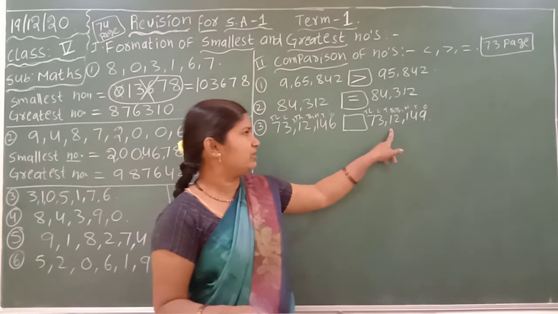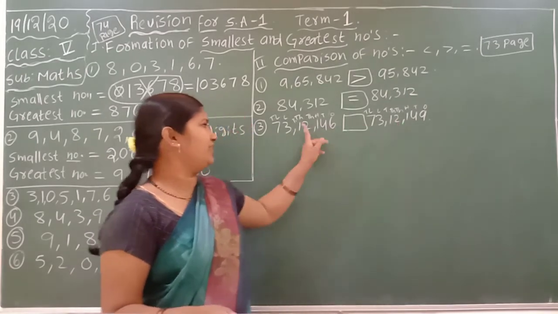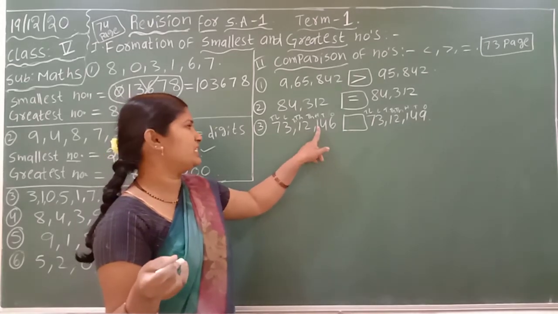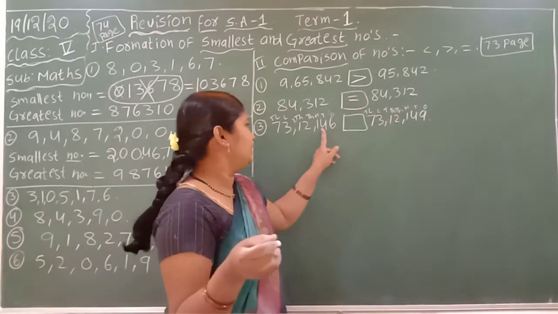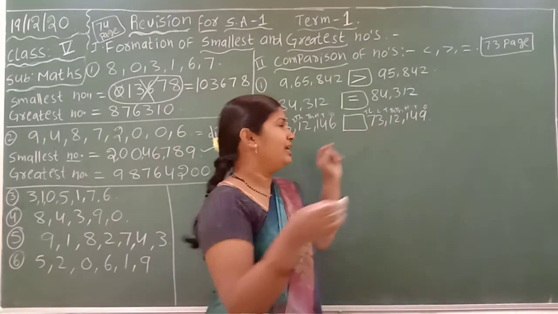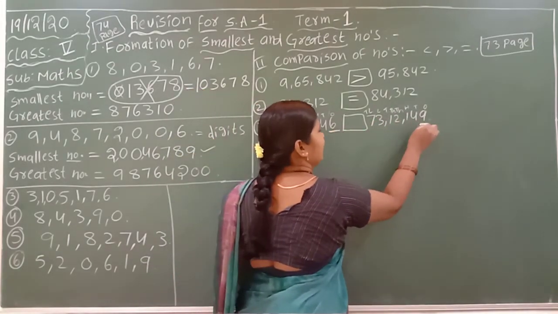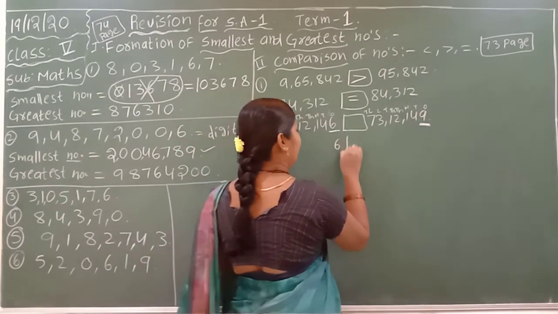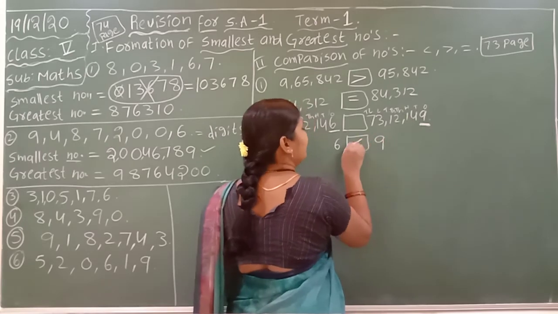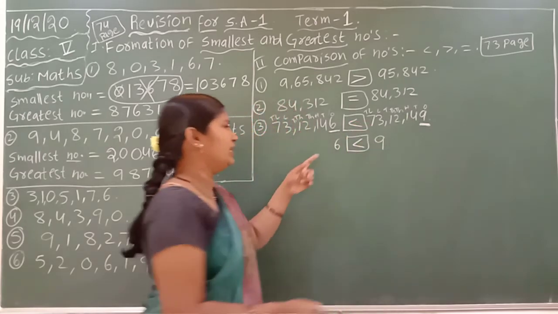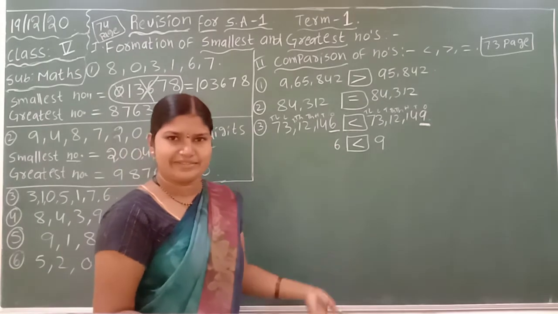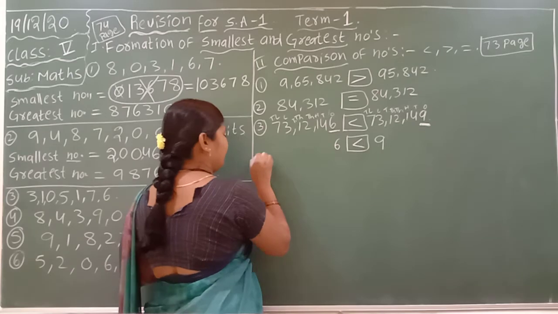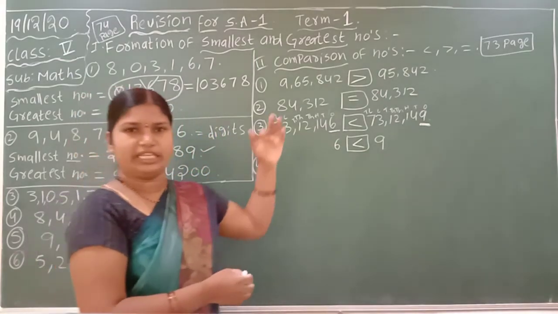10,000s place is the same, thousands place is the same. Common means go for the next number. Hundreds place 1, 1 common. Tens place 4, 4 common. Ones place: here 6 is there, here 9 is there. Which is the big number? Compare 6 and 9. 9 is the big number. Big number side opens, small number side closes. It is known as less than. Like this.